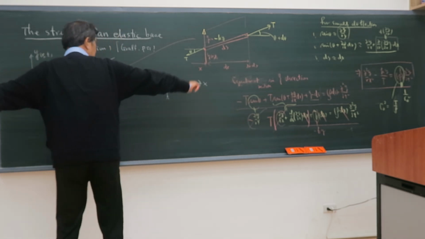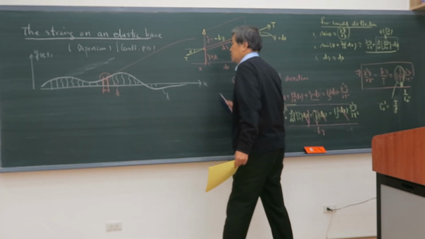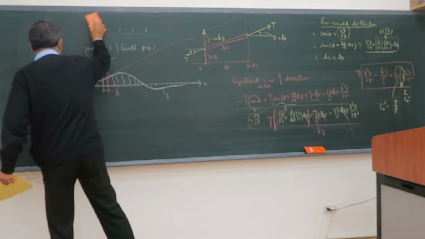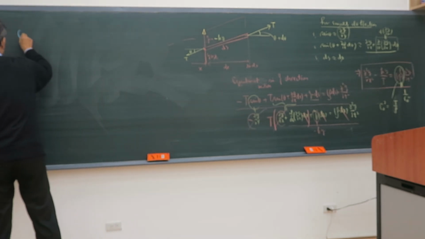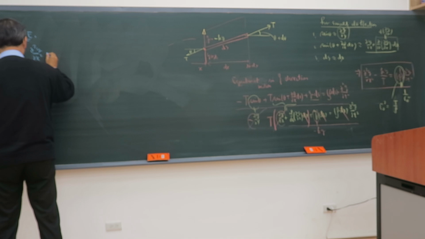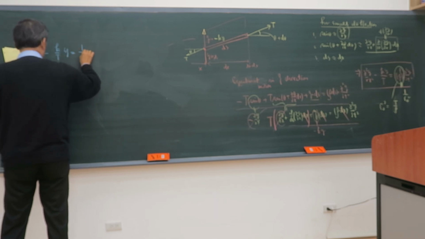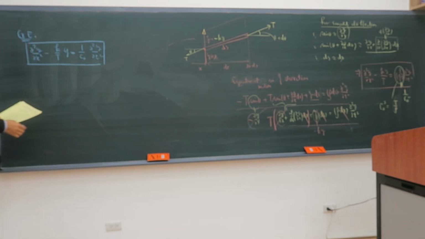So if I have an internal tension T and the vibration on an elastic foundation, my governing equation will be partial squared y partial x squared minus k over T times y equal to 1 over c0 squared partial squared y partial t squared. So this equation I'm going to solve.